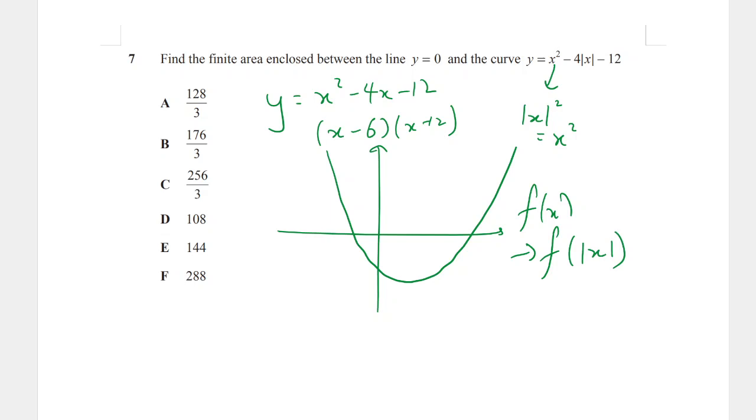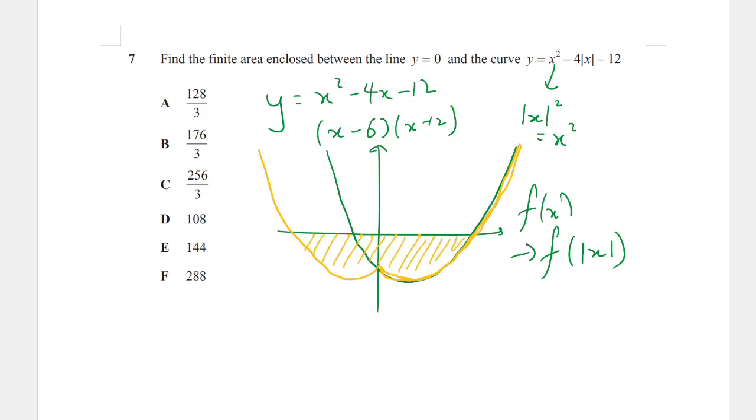So what you do is you keep this side of the curve because it doesn't get affected. Absolute value of a positive x does nothing. But for the negative side, you use what's on the positive side. Now you reflect it here and you get the other side. It's a reflection in the y-axis. Cool. So now you realize what area you're dealing with. The area that you're dealing with is this.